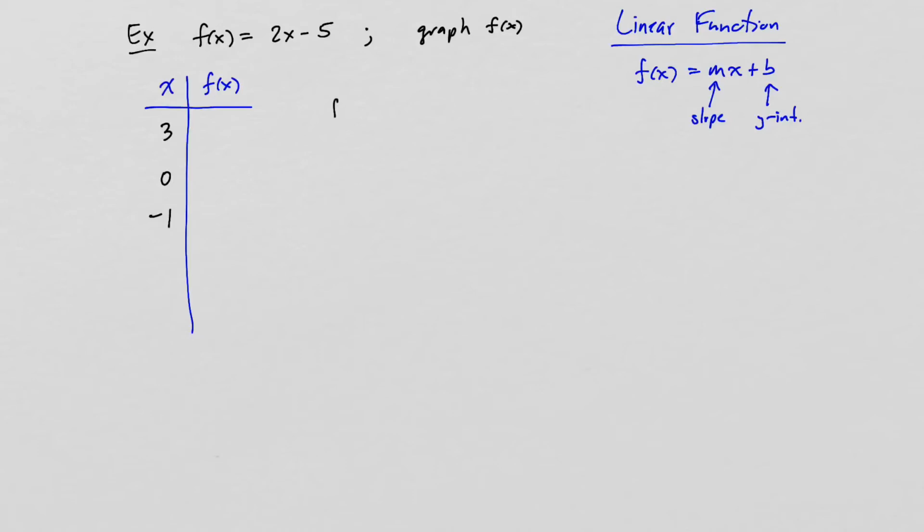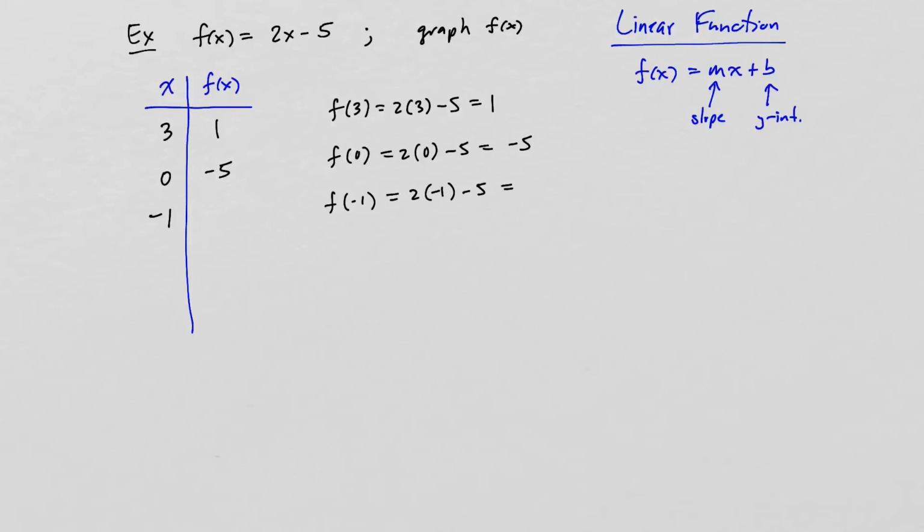Now when x equals 3, f of 3 will be 2 times 3 minus 5, which is 1. If x is 0, f of 0 will be 2 times 0 minus 5, which is negative 5. And when x is negative 1, f of negative 1 is 2 times negative 1 minus 5, which is negative 2 minus 5, or negative 7. And since we know that this graph is a line, this is enough points to sketch the graph.